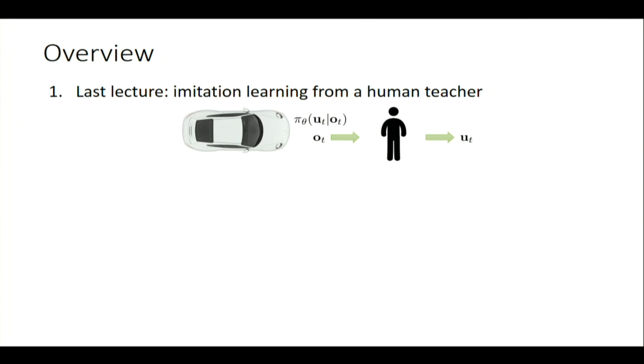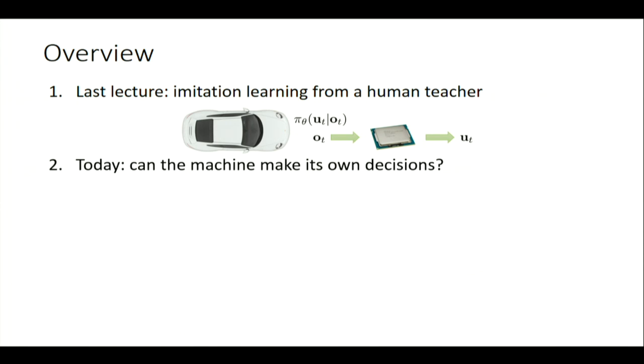OK. So let's talk about the material for today. In the last lecture, we learned about imitation learning from a human teacher. So this is a sequential decision-making problem, but one where you actually get data from a demonstrator who tells you what you should be doing, and your job is to imitate that demonstrator. And then in today's lecture, we're going to start to work our way towards a situation where you don't need a human demonstrator anymore. Maybe you can have a machine demonstrating for you. So can the machine make its own decisions?